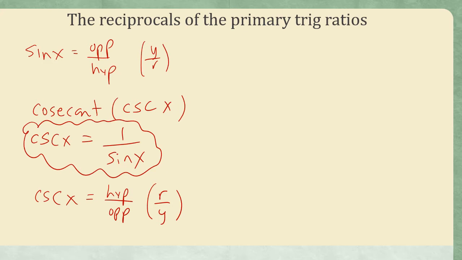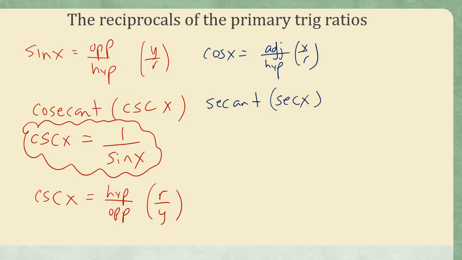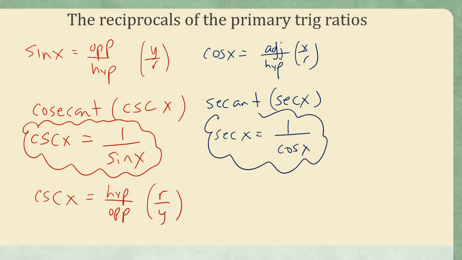Our next primary trig ratio is cos x, which we know is adjacent over hypotenuse, or x over r. The reciprocal trig ratio that goes with cosine is secant, which is sec and then x, some angle, and secant x equals 1 over cos x. There's your next little formula. And if cos x is adjacent over hypotenuse, then secant x is hypotenuse over adjacent, or r over x.